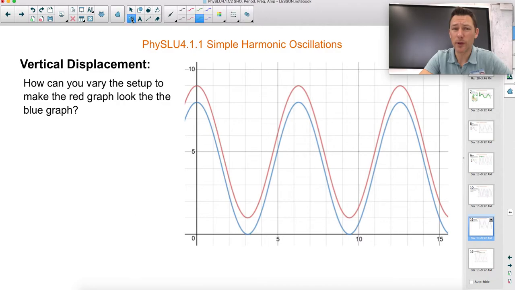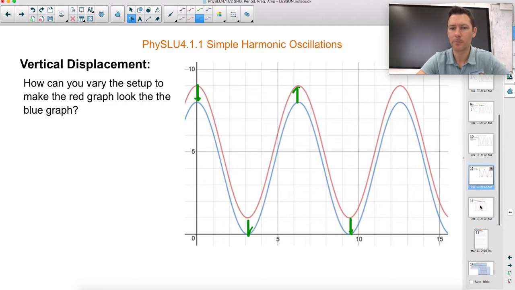Another thing we can do with waves is change their vertical displacement. So we took red and dragged it down a little bit. How could you manipulate that spring setup to get it to look like this? Nothing different, right? Maxes are in the same spots, but we're just shifting everything down. How could you vary the setup?